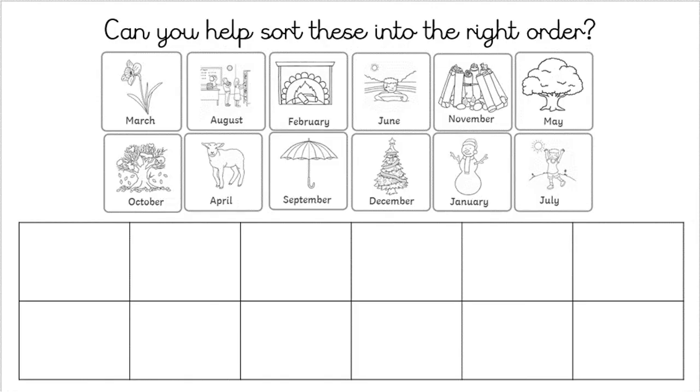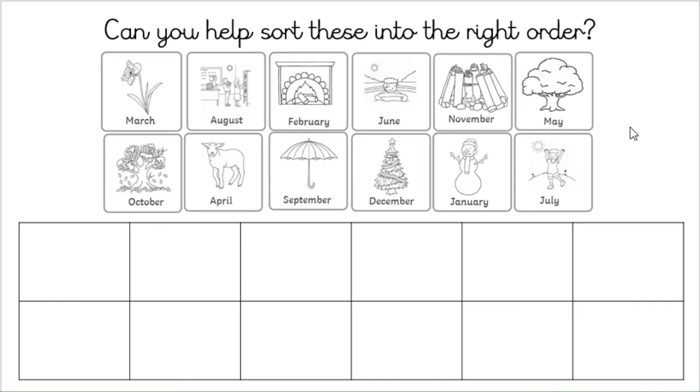Okay. So, Hungry Caterpillar has moved all these in the wrong place. Let's see if we can help them sort them in the right order. So let's go through and read the months and then we can put them in the right order. So this one's March, August, February, June, November, May, October, April, September, December, January and July.